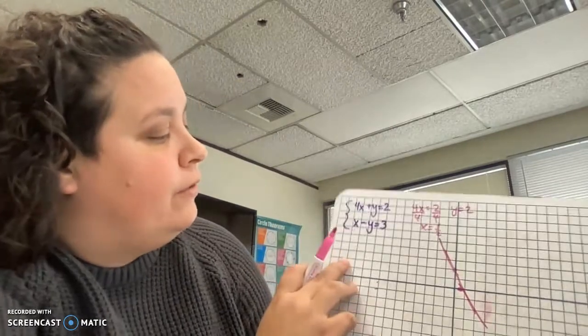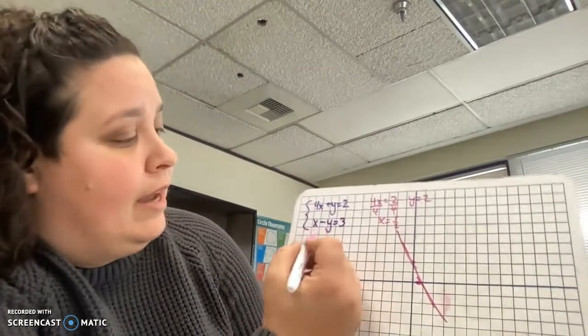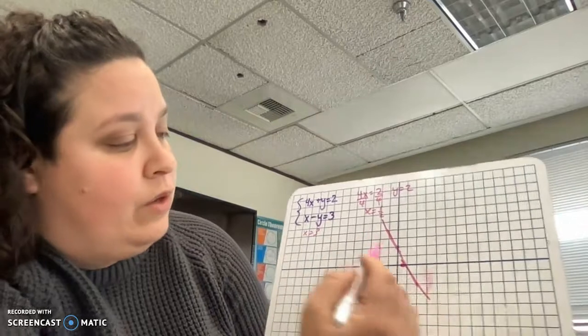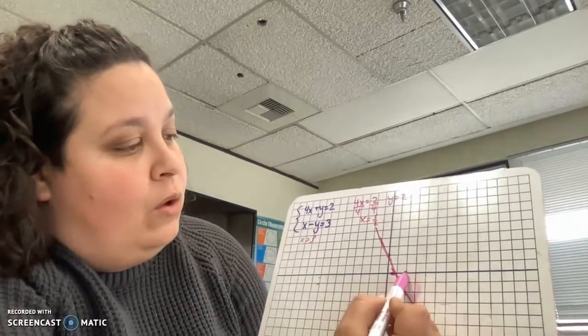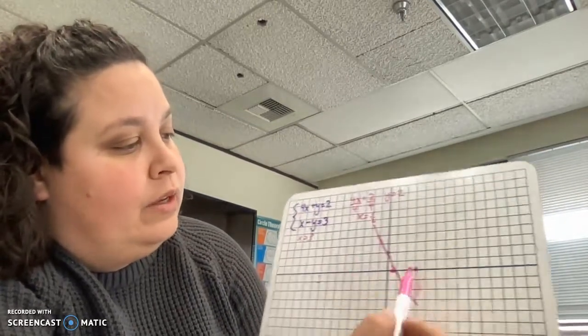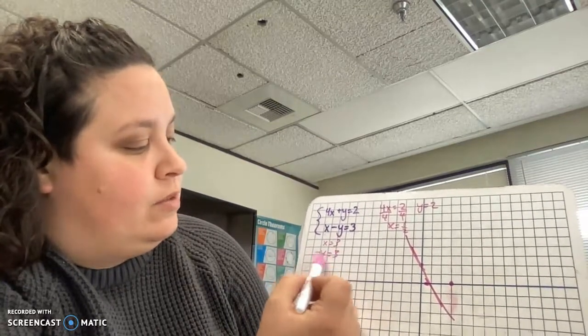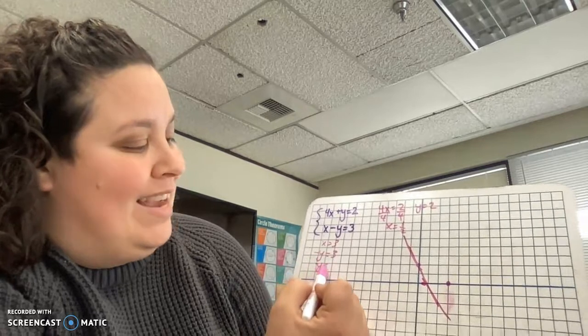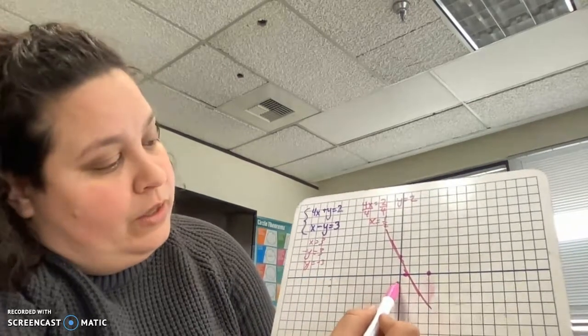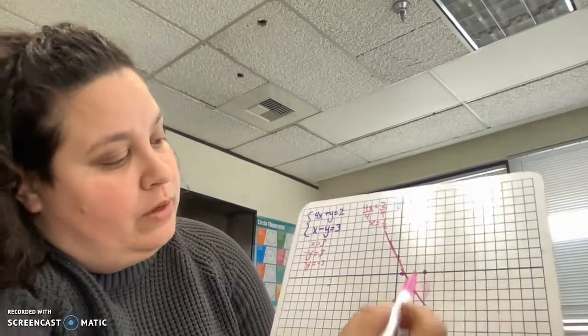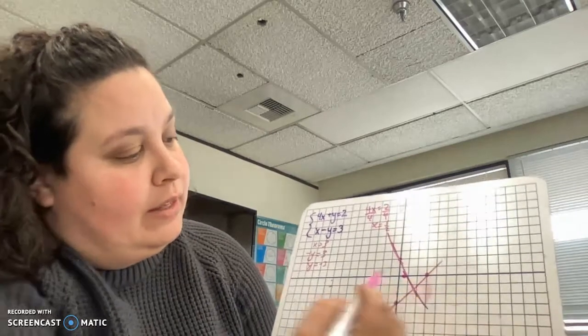We're going to do the same thing for the bottom one. We're going to have x equals 3. So on x, we're going to put a point at 1, 2, 3. And then on y, we have negative y equals 3, which means y is going to equal a negative 3. So we're going to go down 1, 2, 3, and we're going to put our point there. We're going to connect the dots.